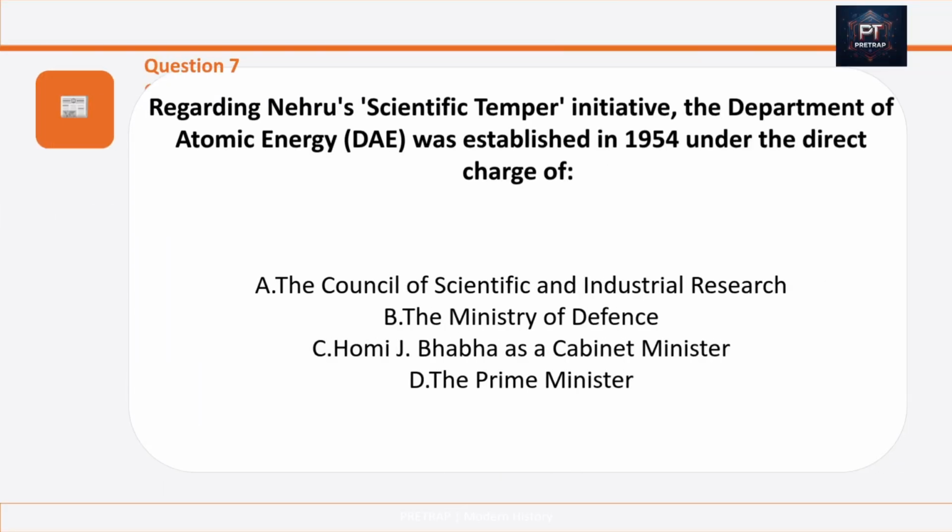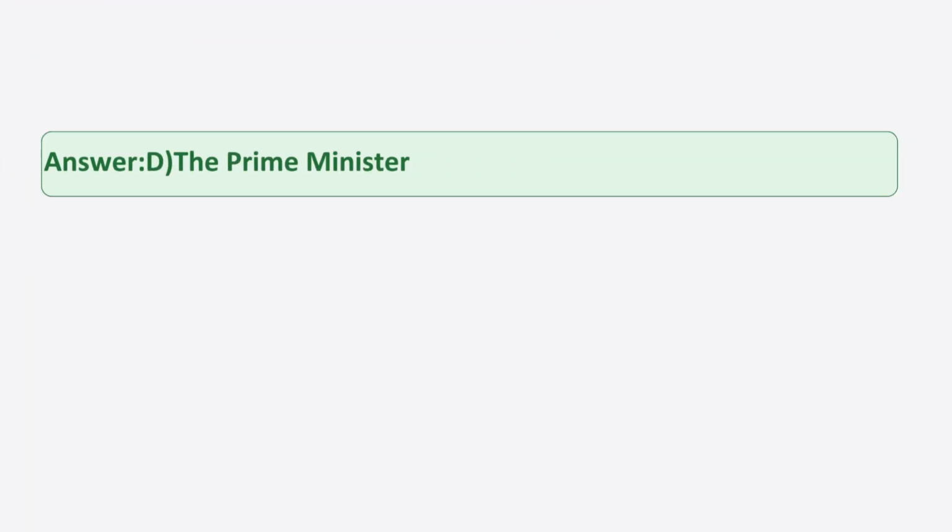Next question is regarding the Nehru Scientific Temper Initiative. The Department of Atomic Energy was established in 1954 under the direct charge of option A, the Council of Scientific and Industrial Research, option B, the Ministry of Defense, option C, Homi J. Bhabha as a cabinet minister, option D, the Prime Minister. And the answer is option D, the Prime Minister.